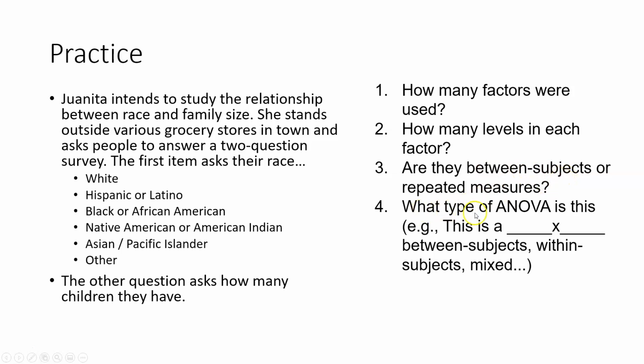And finally, what type of ANOVA is this? Well, we would call this a one-way ANOVA because there's one independent variable, and thus we couldn't characterize it as a blank by blank because there's only one IV. But we would call it a between subjects ANOVA. So we would call this a one-way between subjects ANOVA.